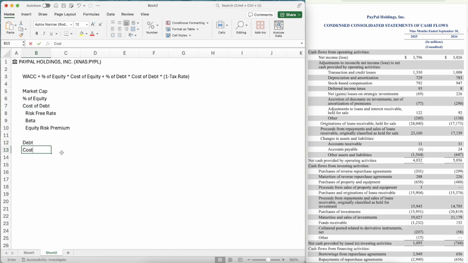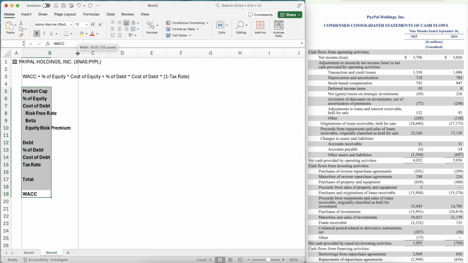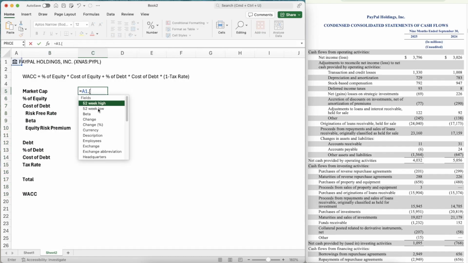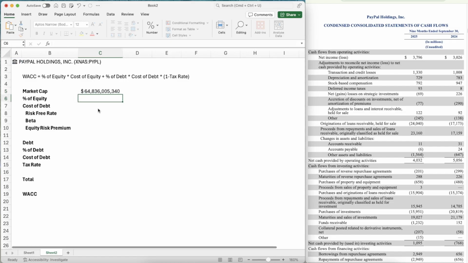Okay, debt, percentage of debt. Tax rate, total, and we have WACC. So we have all of these that we need to work out. Okay, so the market cap is easy. We just go A1.open market cap.